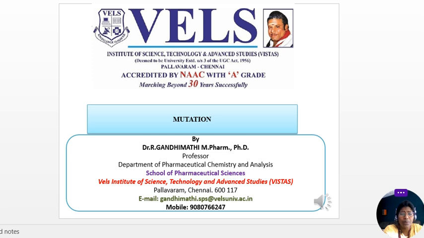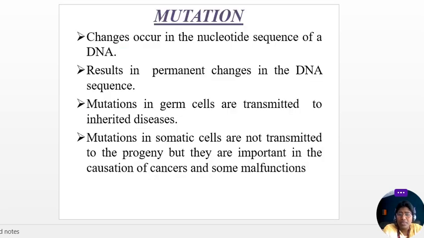Coming to mutation, if you want to define a mutation, it is a change that occurs in the nucleotide sequence of the DNA. So already we know that DNA has a sequence of nucleotides. If any change occurs in any one of the nucleotides, that is called DNA mutation. This DNA mutation results in permanent changes in the DNA sequence.